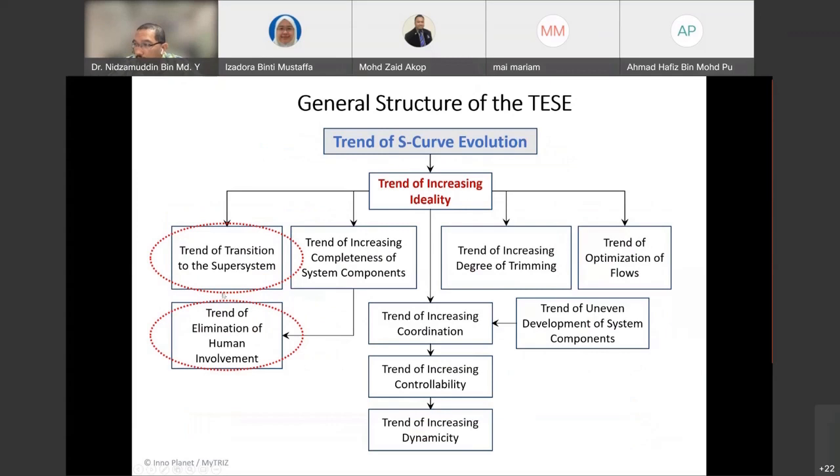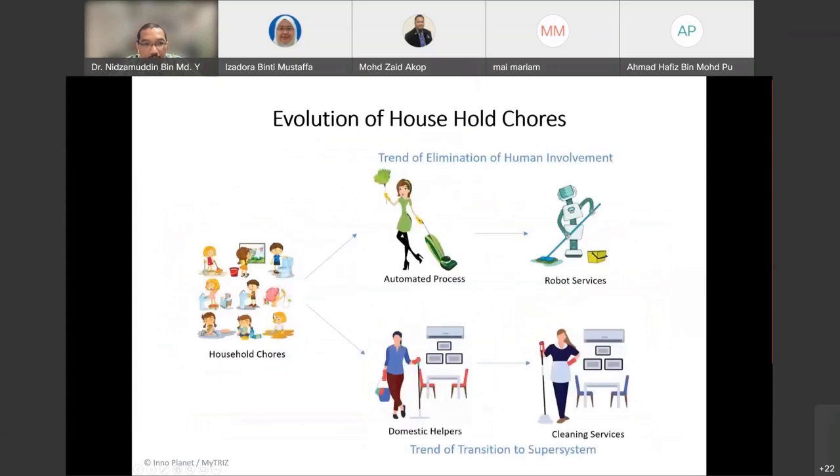And then another trend, the transition to the super system. So together we have household chores that we subcontract to domestic helpers or cleaning services. And then we have an automated process. So now we have vacuums that can mop, vacuums that can steam, and then we have robot services which can also do the house chores without human involvement in the chores.